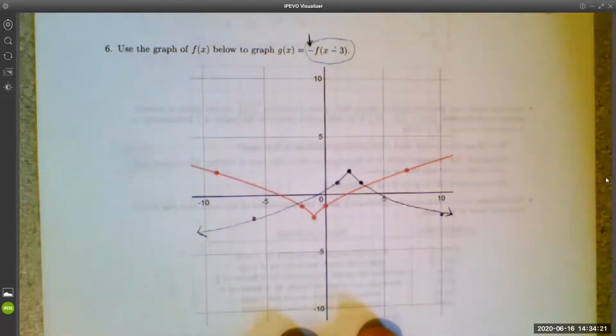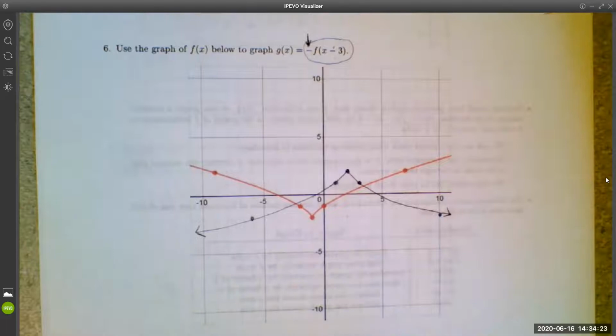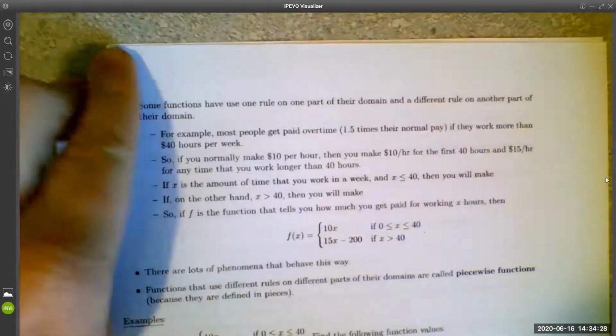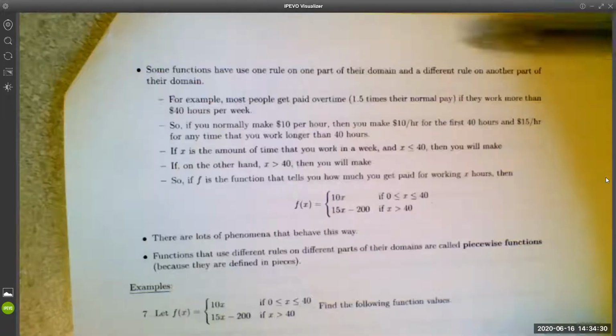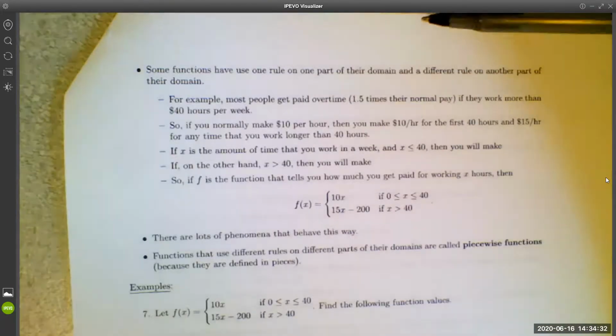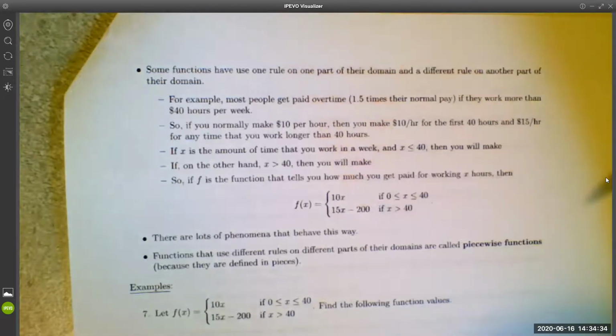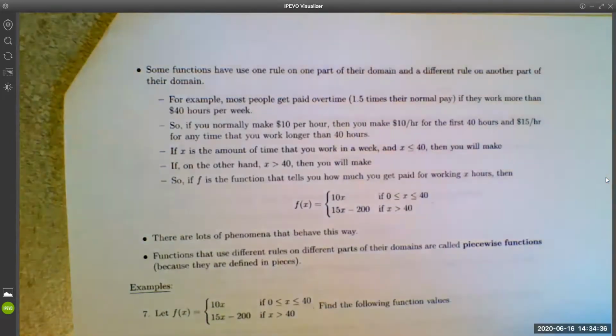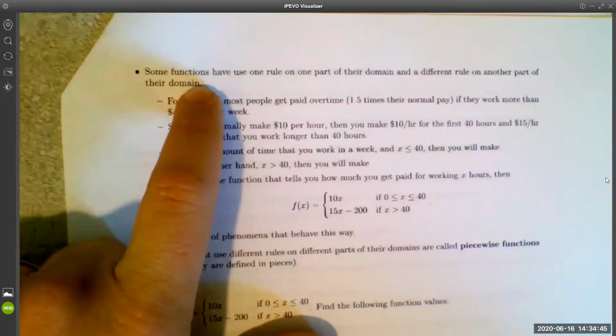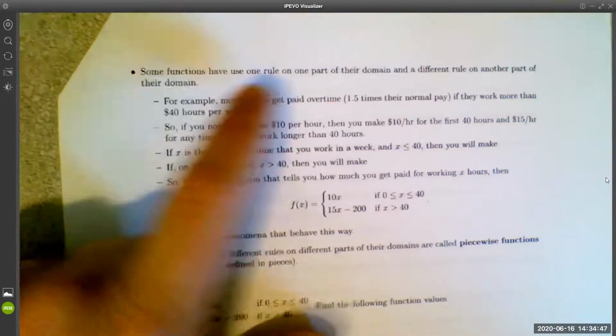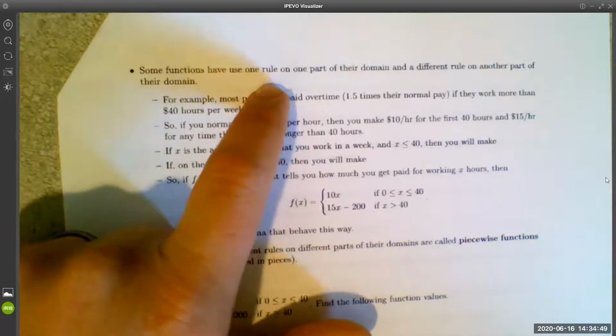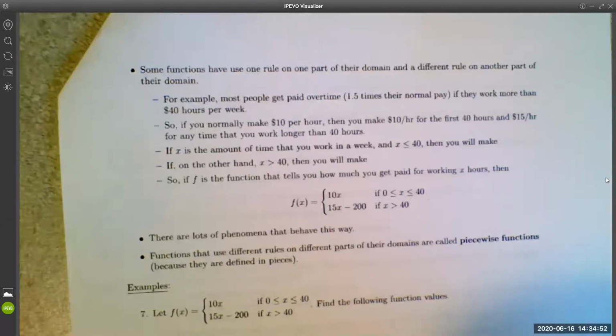So transformations of functions. We're good with function notation, and we're good with transformations of functions, I think. One last thing that I want to talk about with functions are piecewise defined functions. These may or may not be things that you've seen in the past. Let me give you some motivation as to why we talk about piecewise functions. Piecewise functions are functions that have one rule on one part of their domain and a different rule on a different part of their domain.